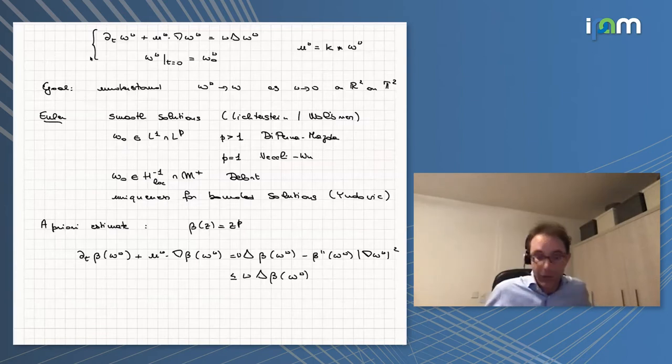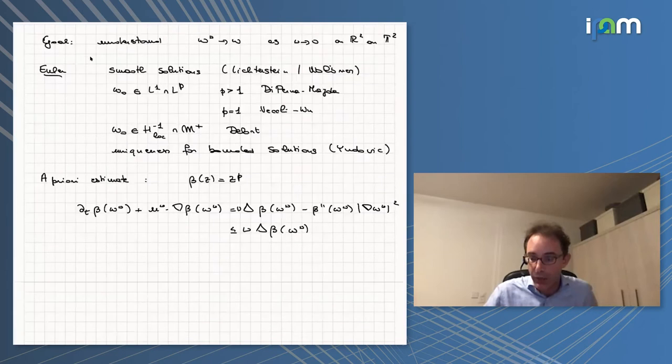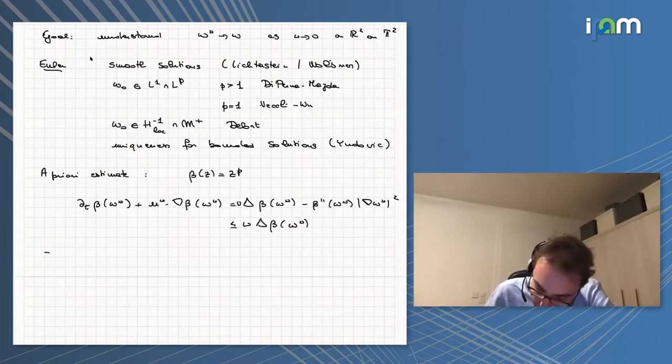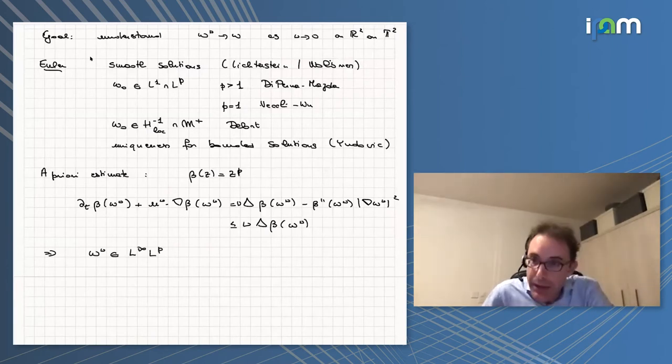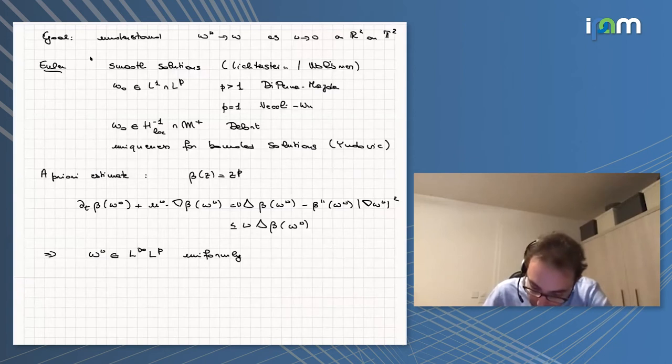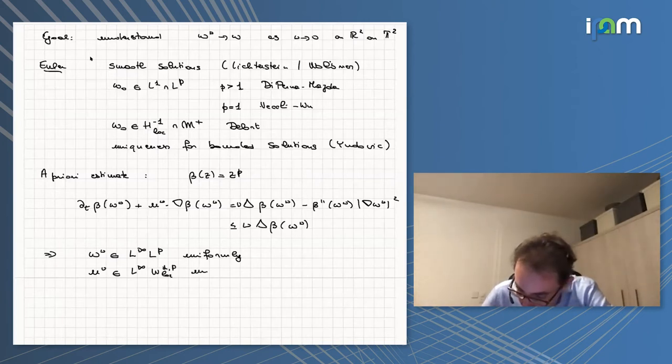And this basically provides an estimate which is uniform in time in LP for our solution. Okay, so from this, we conclude the following, that omega nu belongs to L infinity in time, LP in space uniformly. And at least in the case in which we have elliptic regularity, so for p larger than one, we also get an estimate on the velocity, which will turn out to be uniform in time, W1,p loc, uniformly in the viscosity.